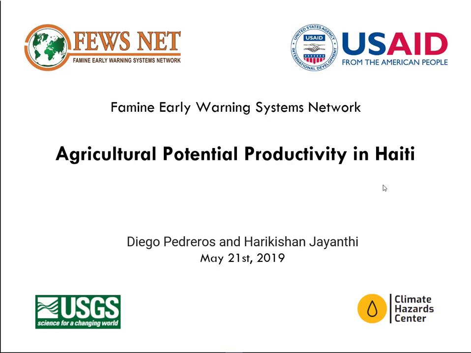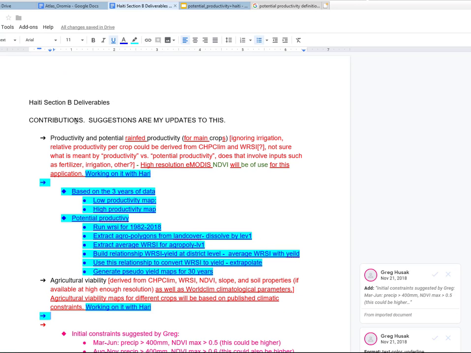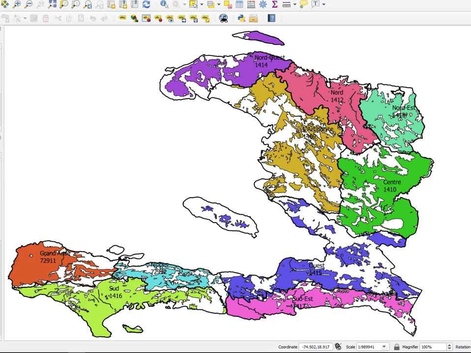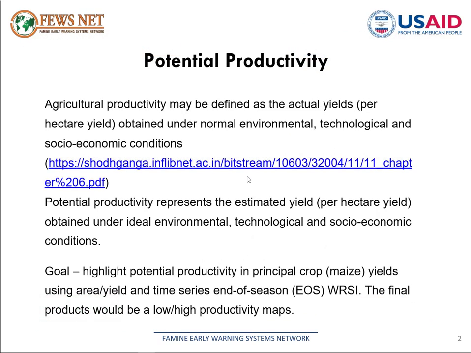Just to give Amy a background, this is part of the Haiti project that has different parts. This is section B. Just to show you, these are the list of the deliverables. One of them is to produce a potential rainfall productivity in agriculture for Haiti. We completed section A, and so now we're working on section B.